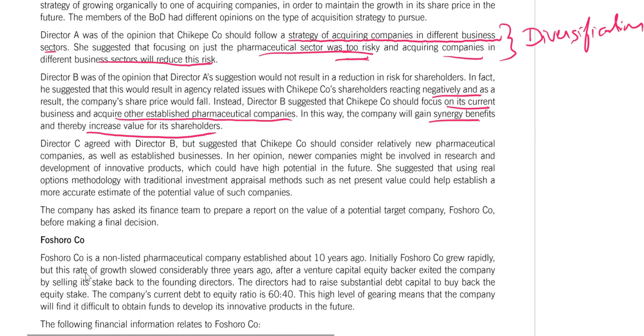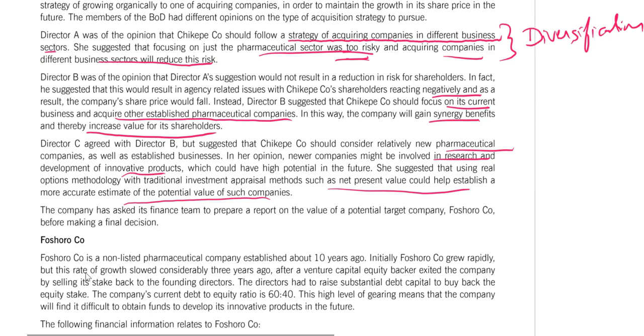Director C agreed with Director B, but suggested that the company should consider relatively new pharmaceutical companies as well as established businesses. In her opinion, newer companies might be involved in the research and development of innovative products, which could have high potential in the future. She suggested that using real option methodology with traditional investment appraisal methods such as NPV could help establish a more accurate estimate of the potential value of such companies. Okay, so these were the different opinions of the different directors.